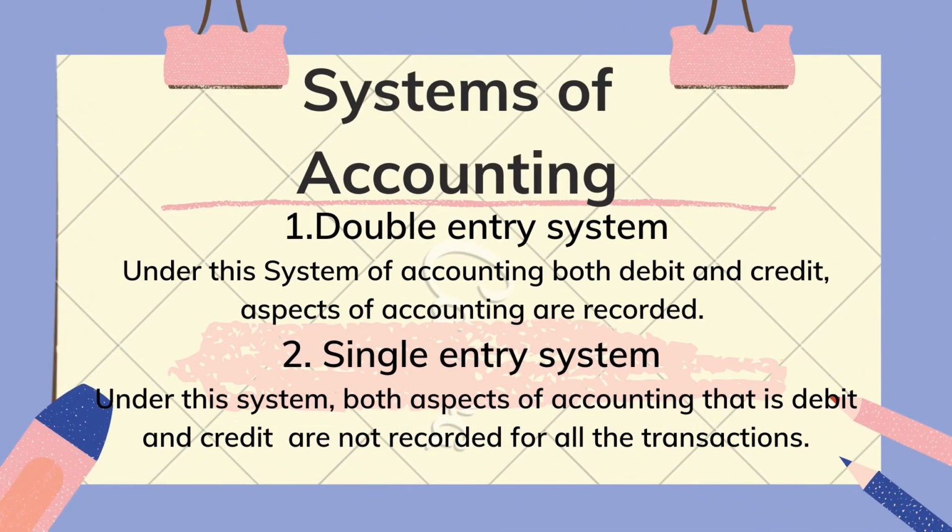Systems of accounting. What are the systems of accounting? Double entry system and single entry system. Now, what do you understand by double entry system? Double entry system of accounting is a system of accounting under which both debit and credit aspects of accounting are recorded.